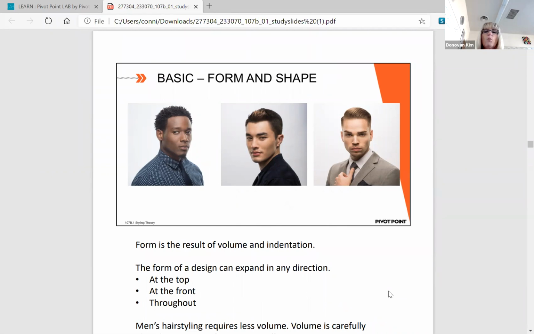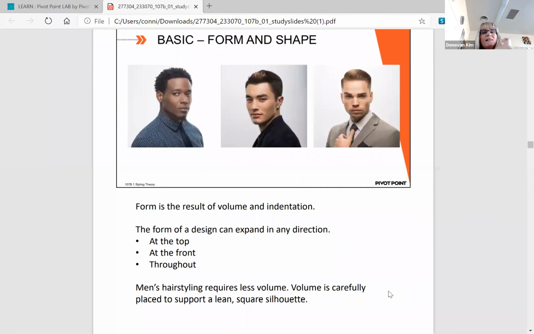So some of the things during the basic form, the basic one, you're looking for is the form and the shape, right? Can you make this hair larger or can you make it closer at the top, at the front, or at the sides? Can you give them volume or can you give them indentation, which basically means make it bigger or make it smaller, right? At the front, the top, or throughout the whole hairstyle.